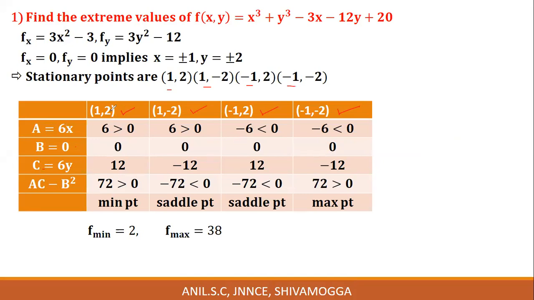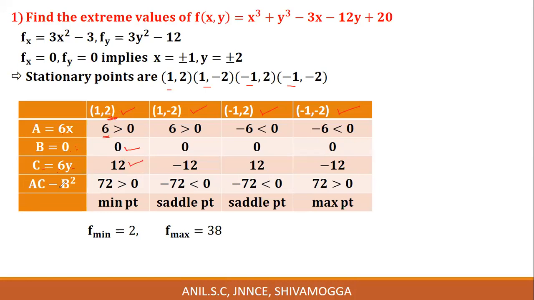Let's consider 1, 2 first. X is equal to 1 and y is equal to 2. Substitute here. X is 1, therefore 6 into 1 is 6. 6 is greater than 0. And b is already 0. For all values of x and y, b is 0. And c is equal to 6y. Here y is equal to 2. Therefore 6 into 2, 12.